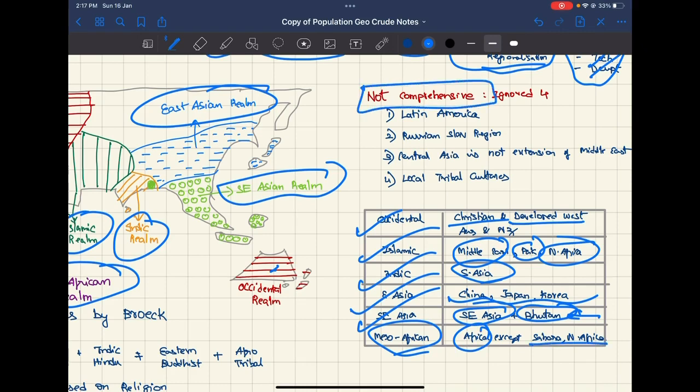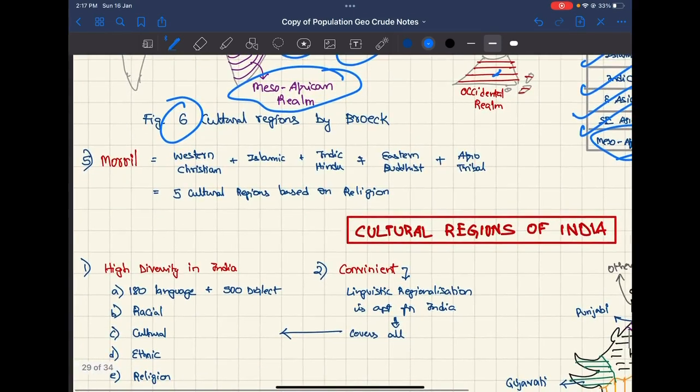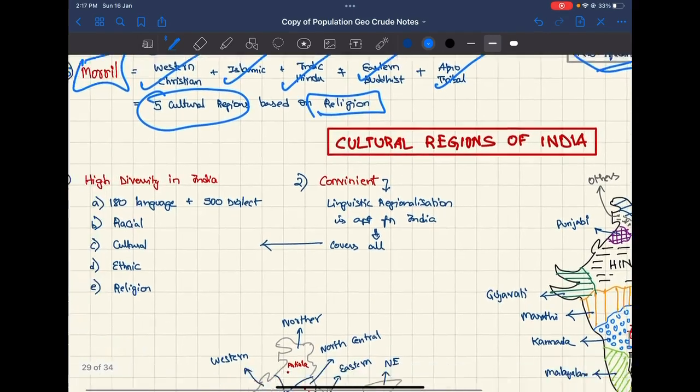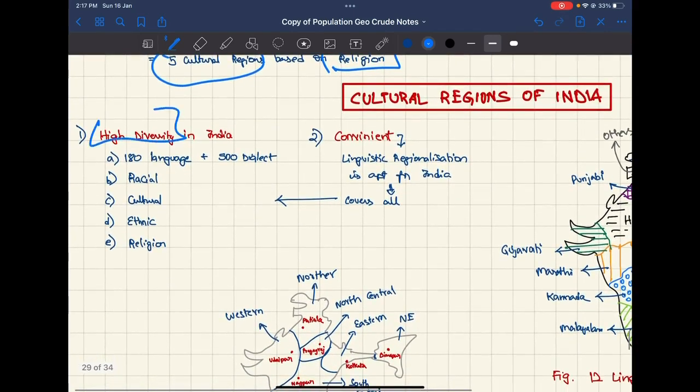This is not comprehensive because of 4 reasons. Latin America is not included. Russian Slav region is not included. Central Asia is not an extension of Middle East, they are separate. Local tribal cultures are excluded. Now coming to Morel, he gave 5 cultural regions based on religion, which are Western Christian, Islamic, Indic Hindu, Eastern Buddhist, and Afro tribal.